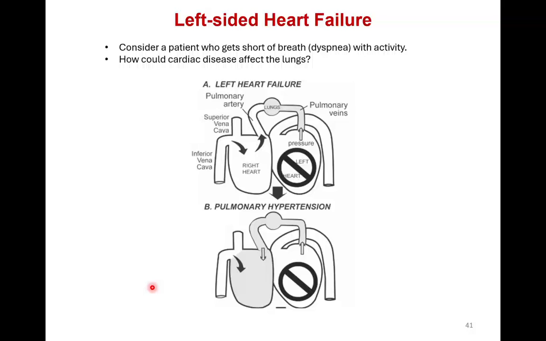some sort of pulmonary disease, and you will be doing the respiratory system coming up shortly, right? But a person can have shortness of breath and it can be indirectly related to the lungs. And in this case, we can have cardiac disease that can lead to shortness of breath. So the guiding question for this particular part of the discussion is how can cardiac disease affect the lungs?